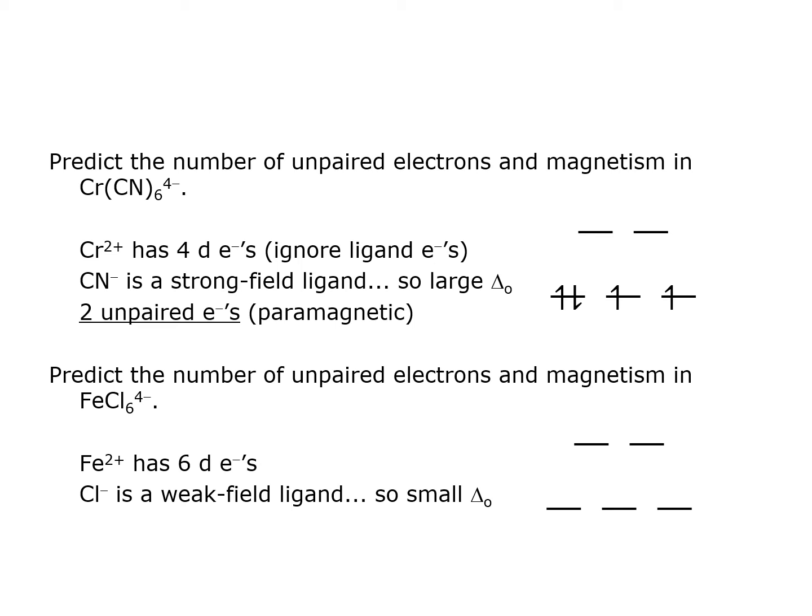I then go about adding my electrons, one at a time, spin up, spin up, spin up, spin down, spin down. Whoa, wait a minute, Dadson. Exactly. Spin up, spin up, spin up, followed by spin up, because the splitting energy is small. The last electron goes in, spin down. I have 4 unpaired electrons, and so this complex, as in the previous example, is paramagnetic.